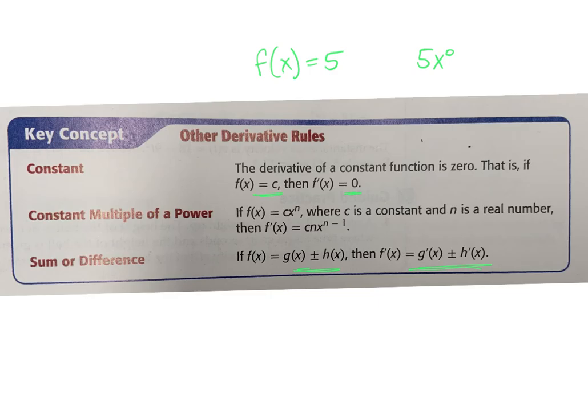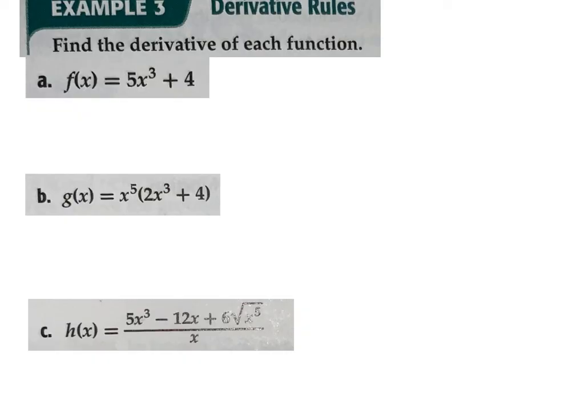So let's look at some of these. All right. I'm going to take the 3 and I'm going to multiply it in front. So I have 3 times 5, which is 15, and then my new exponent is going to be 2. And what happens to my 4? 0. It zeroes out. So that is my derivative. All right. Okay. What about this guy?